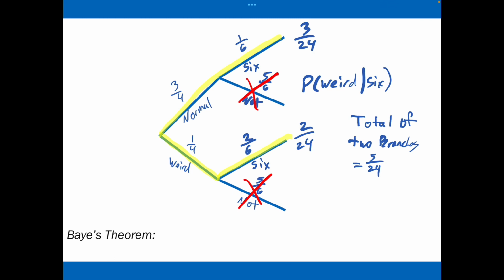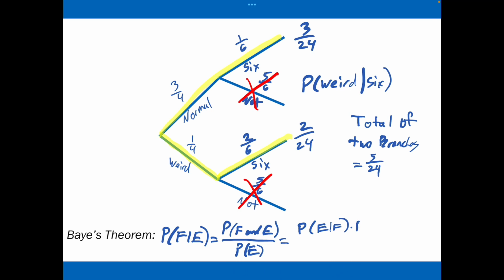So the formula for Bayes' theorem can be written as follows. You start with the probability of F given E, and in our example this was the weird dice given a 6. And we used the formula from earlier, the conditional probability formula, which said this is equal to the probability of F and E divided by the probability of E. Then we think of the probability of F and E using the multiplication rule, which says this is the probability of E given F times the probability of F.